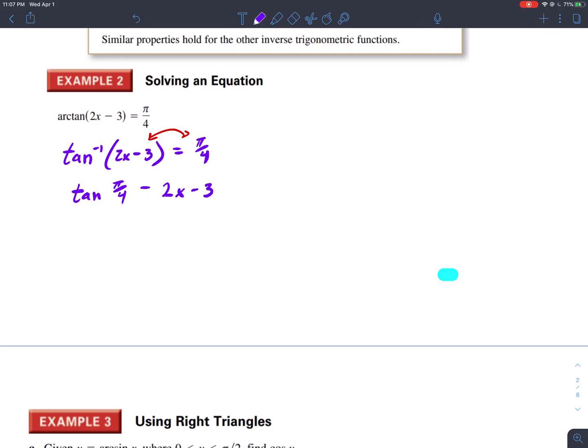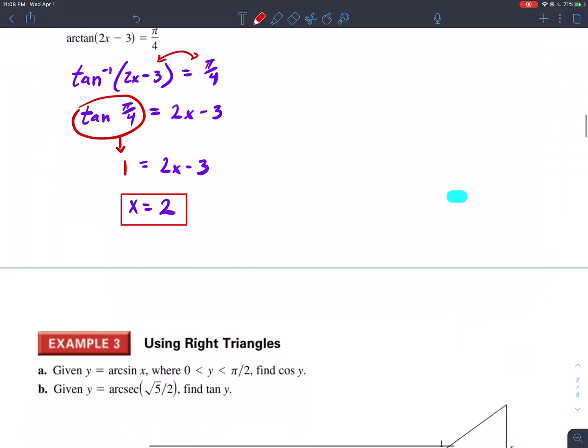So I will simply evaluate tan of pi over 4. That's a value off the unit circle; you could do it off the unit circle or off the tan graph, either way. Pi over 4 is root 2 over 2, root 2 over 2 as our x and y coordinates. And when you divide the y over the x, you get 1, right? So tan of pi over 4 equals 1, which means we have 1 equals 2x minus 3. And this equation is very, very basic. You end up finding that x equals 2 when you solve for x, all right? Boom. Pretty simple equation there. All right, let's keep going.